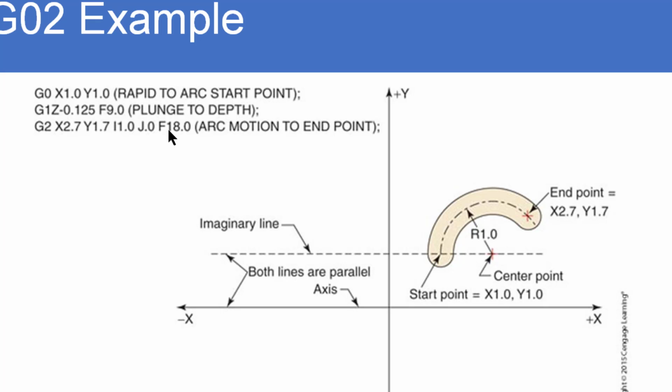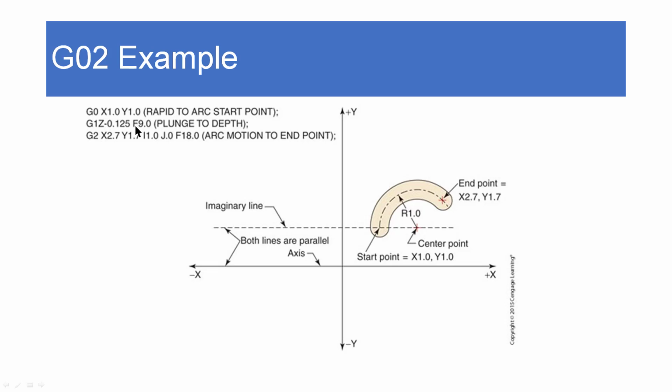Did I need to give a new feed rate? No, but I probably want to go faster than 9 inches per minute because that was a plunge feed rate. So that's pretty straightforward for the G02.